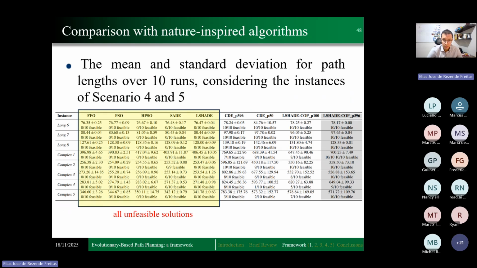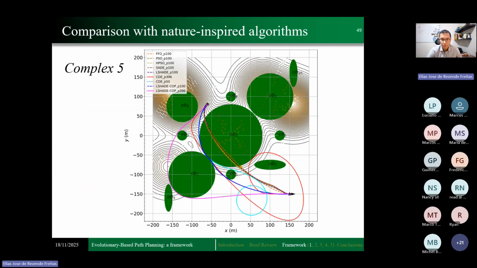Many of these algorithms did not converge to a feasible solution. In any case, they found local optimal solutions, short paths, but did not satisfy our constraint. For example, in this scenario, the algorithms highlighted here provide a path in collision with the no-fly zones.